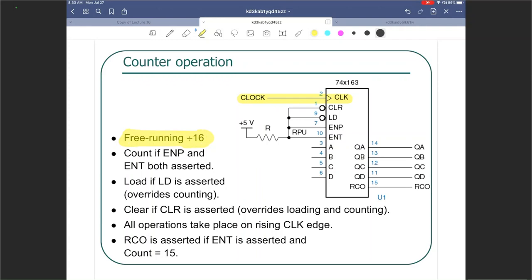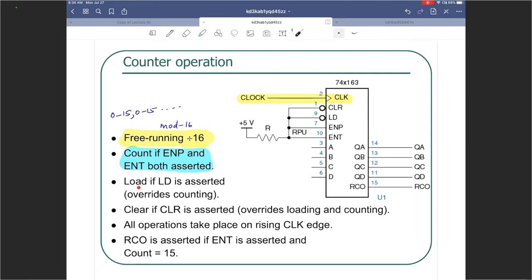So it's free running or divide by 16 or mod 16 counter operation, right? So this is mod 16 because it will count from 0 to 15, 0 to 15 and so on. It'll keep running in that pattern. And as I said, count if ENP and ENT both are asserted, both have to be asserted for it to count.